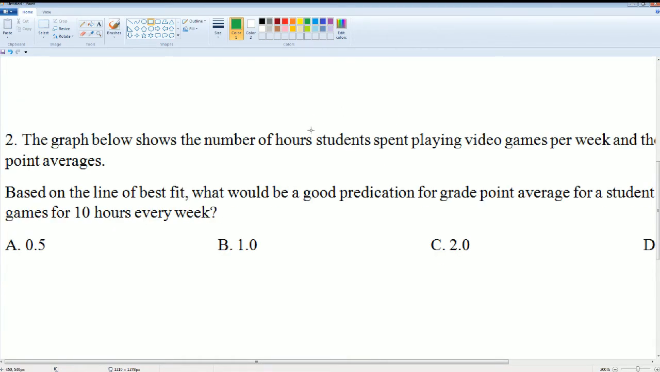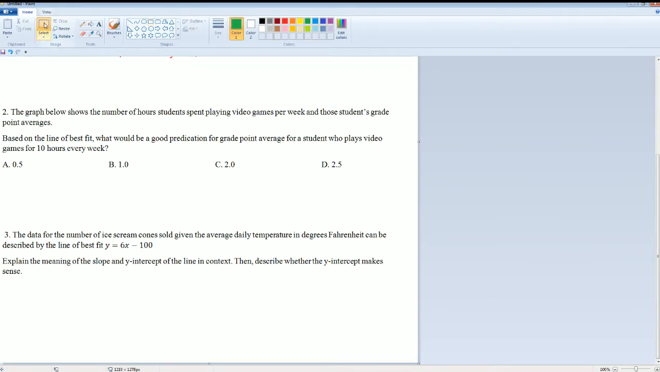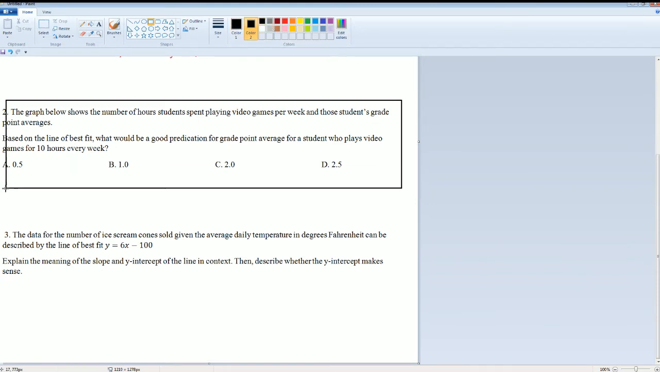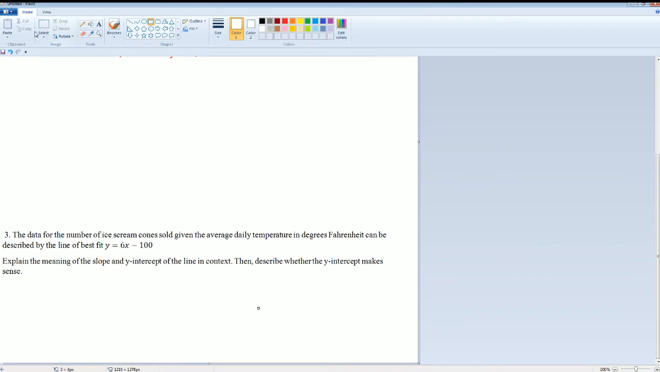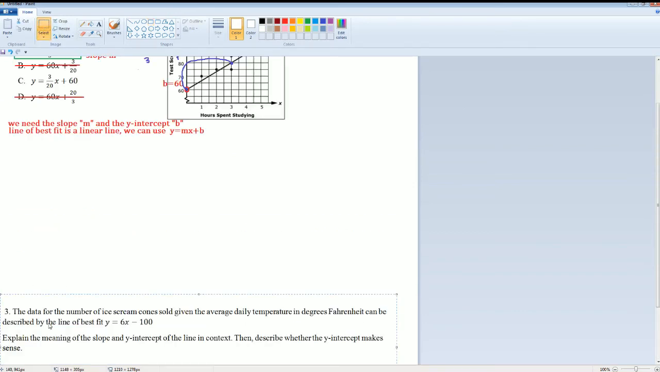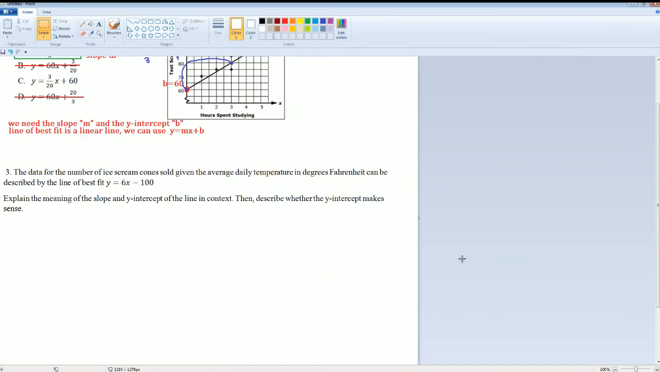Number 2, there was supposed to be a graph here, but there isn't. So what you can do here is just ignore this one. We're just going to move on to number 3 and take a look.